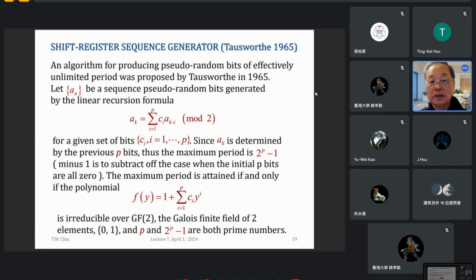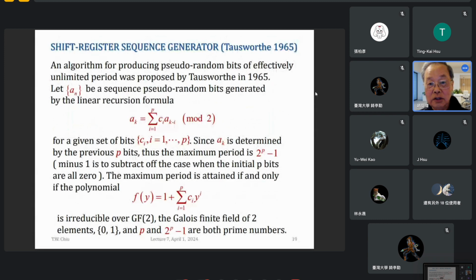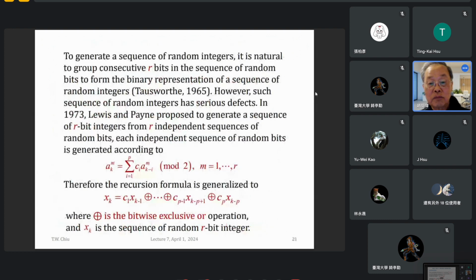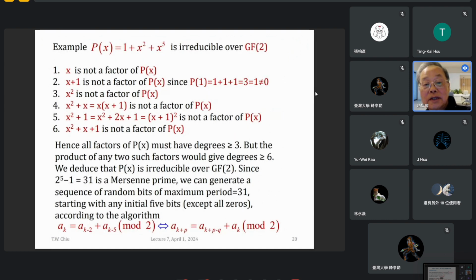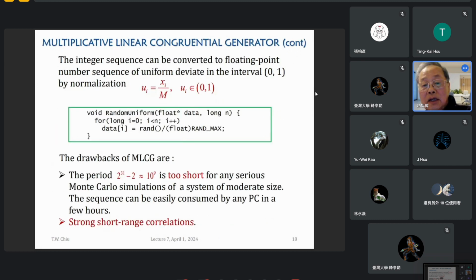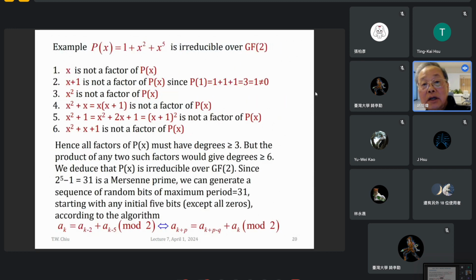So the Mersenne prime, I think, is the most fundamental mathematics for the random number generator, because it is rigorously mathematically proved. So this is the primitive polynomial.